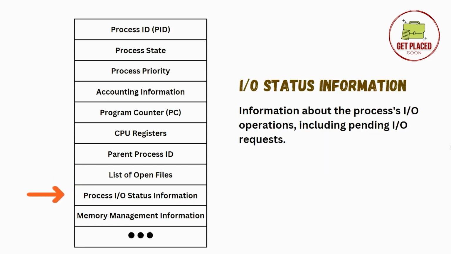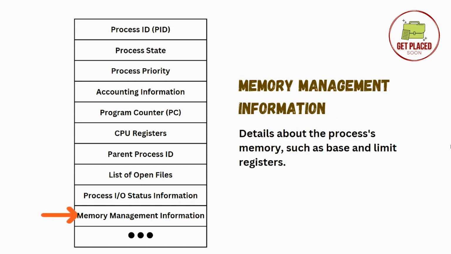Moving ahead, input output status information. Information about the process input, output, or pending requests of input output. All these things happen during the command prompt. So all this information is stored here. Moving ahead, memory management information. Details about process memory such as base and limit registers. All these things are stored in memory management information.